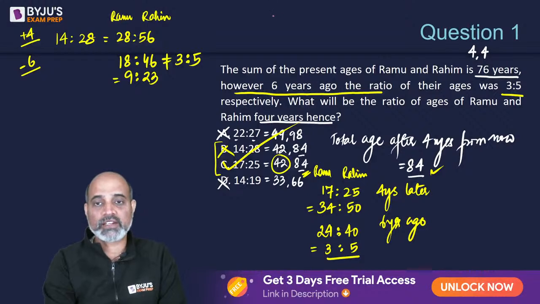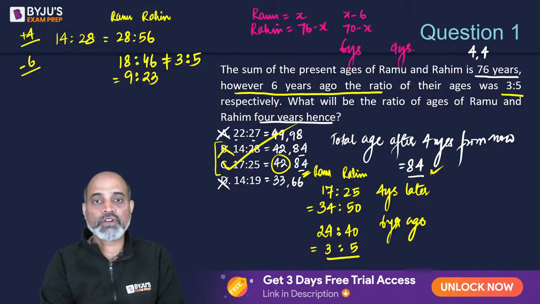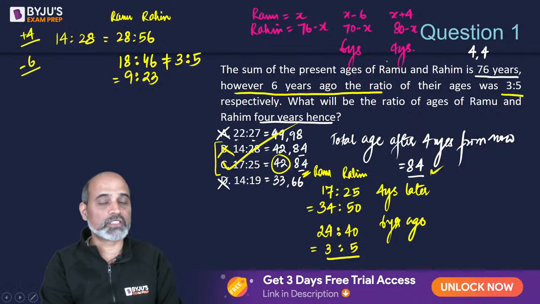So let's say Ramu's age currently is X years, then Rahim's age currently will be 76 minus X. 6 years ago, Ramu's age would have been X minus 6, and Rahim's age would have been 76 minus 6, which is 70 minus X. 4 years later, their ages are going to be X plus 4 and 80 minus X. So if I add 4 to both the numbers, this is what I'll get.